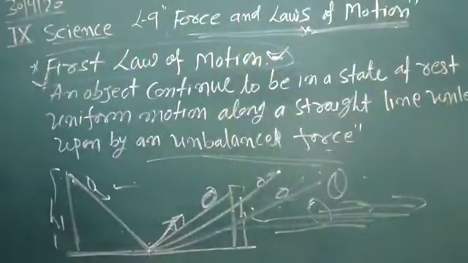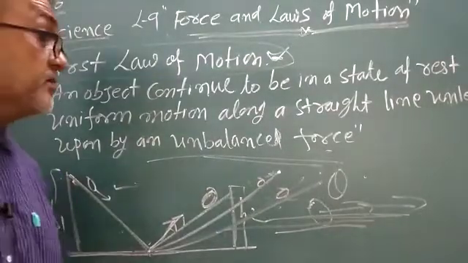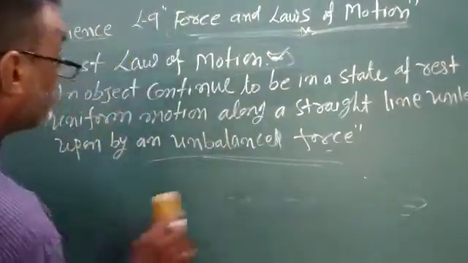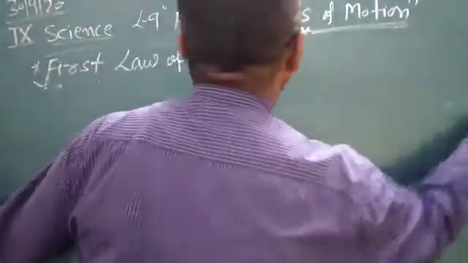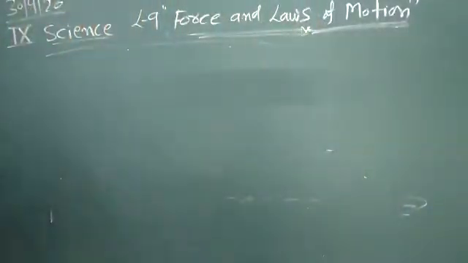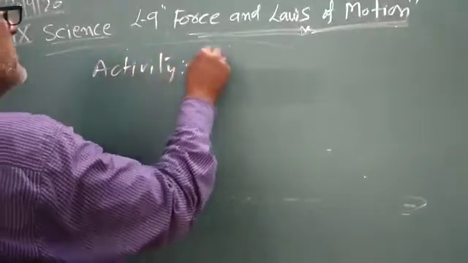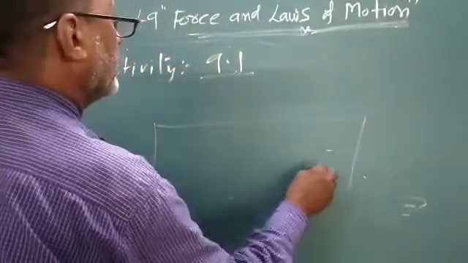You write in your classwork the activities given on page number 95. By this, you will write two activities. Activity number 9.4. See in your book, first we start from activity 9.1, right? You know about the carom board, right?